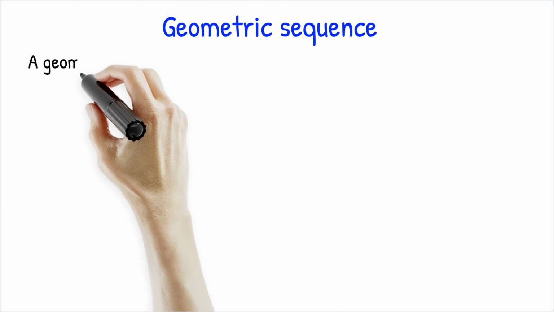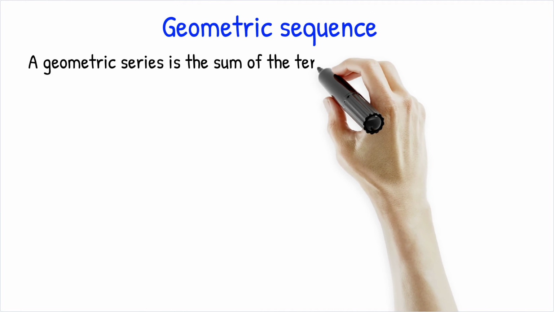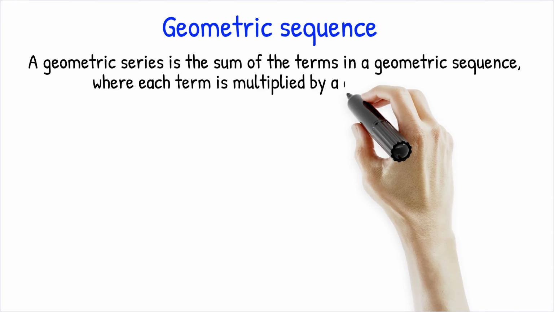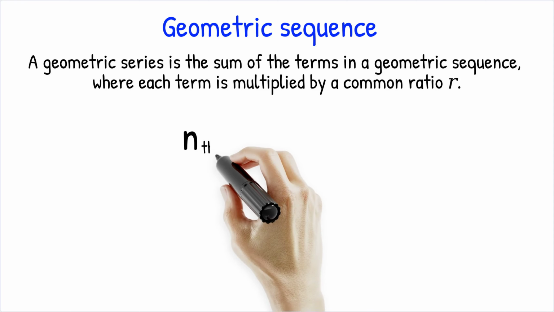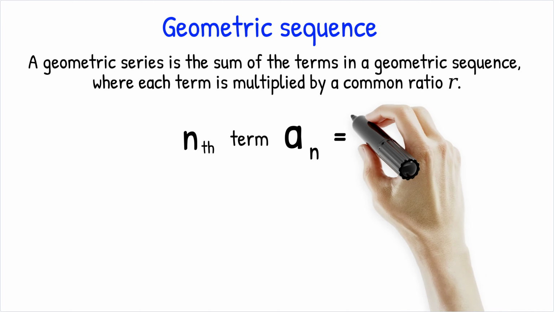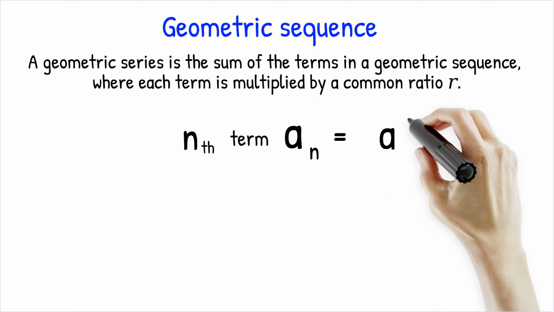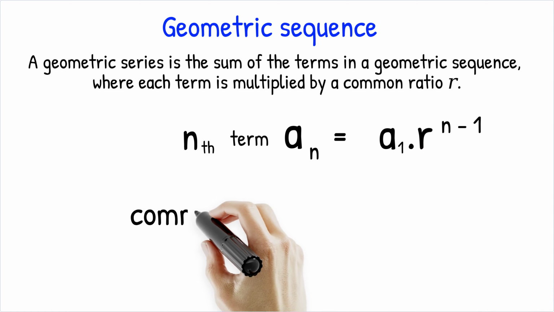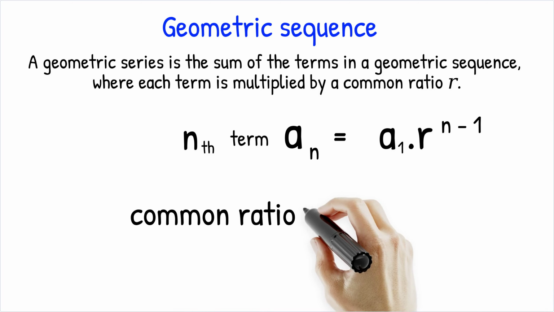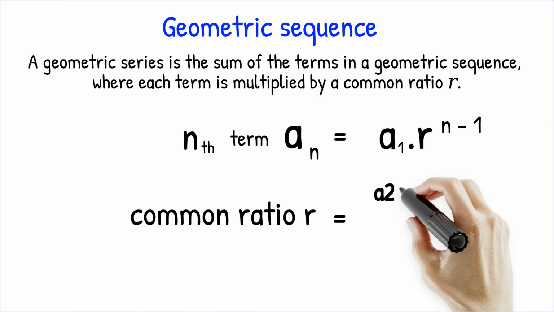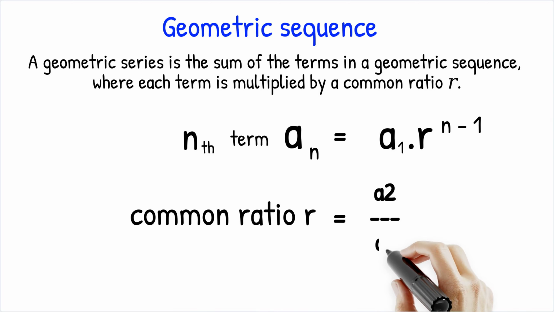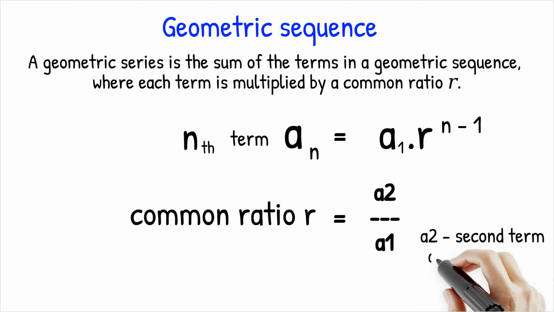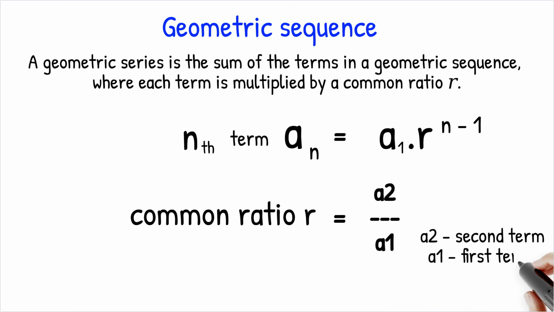Geometric sequence. A geometric series is the sum of the terms in a geometric sequence, where each term is multiplied by a common ratio r. To calculate the nth term of a geometric sequence, use the formula a(n) equals a1 multiplied by r power n minus 1, where r is the common ratio given by the formula r equals a2 over a1, where a2 represents the second term of the series and a1 represents the first term of the series.